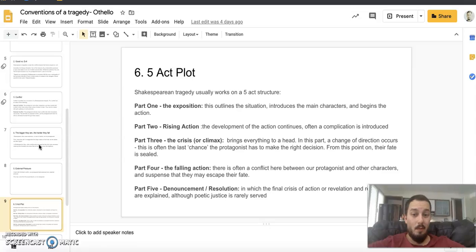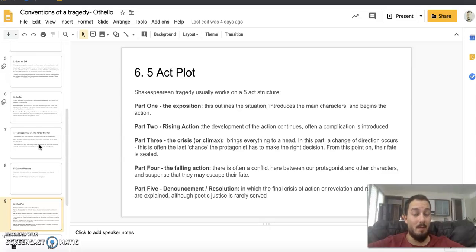In part 2, we have the rising action. The development of the action continues, and this is often where a complication is introduced. Then in part 3, we have the crisis or climax. Now this isn't necessarily the climax in the traditional sense, like in a Transformers film, the last big battle scene. This is the climax where the change of direction happens.